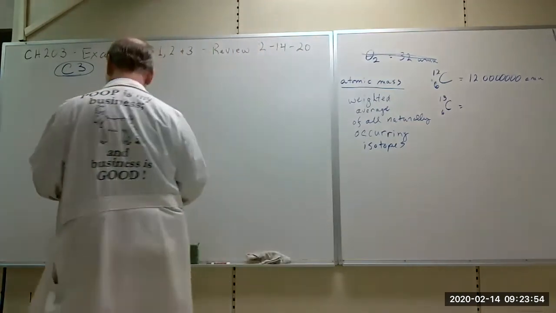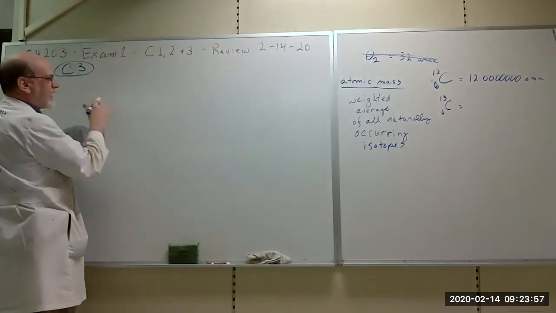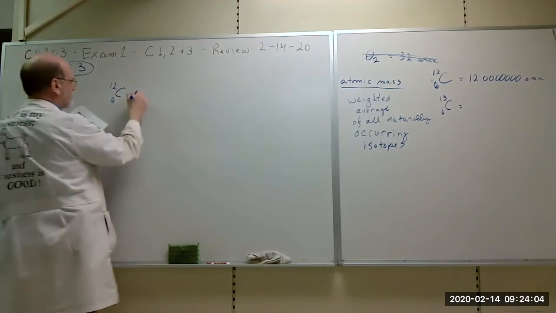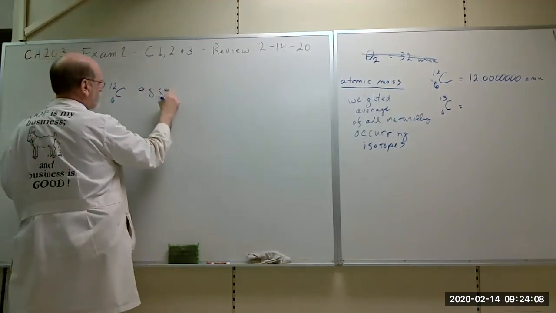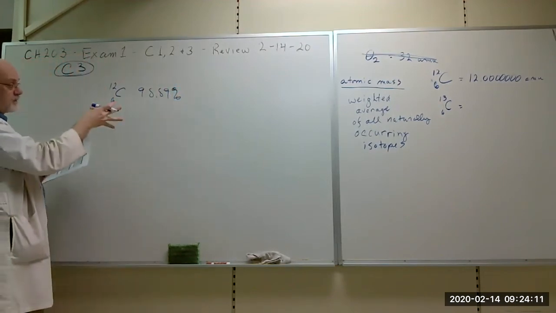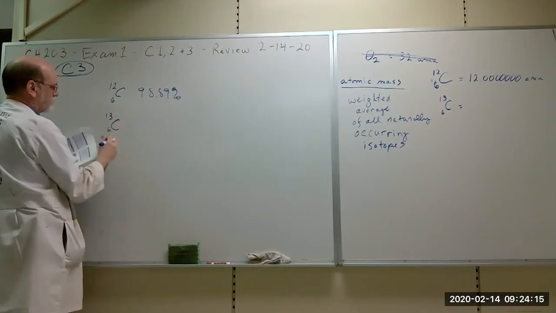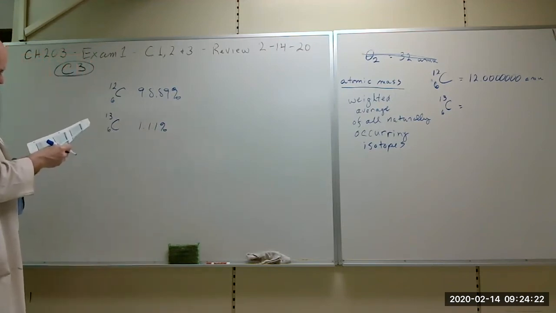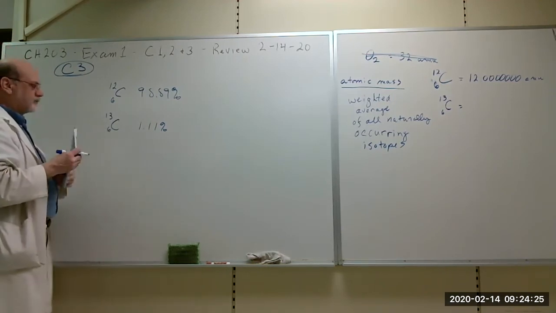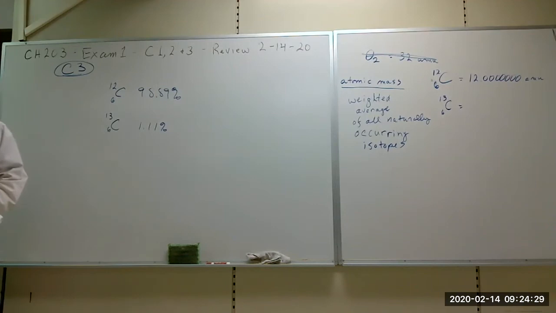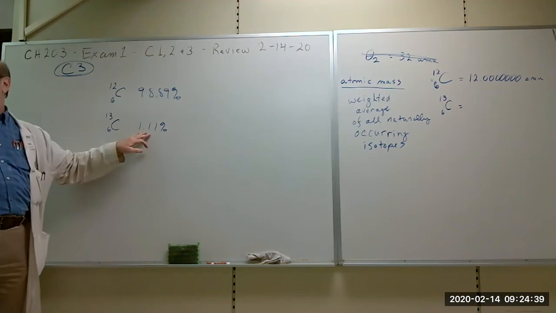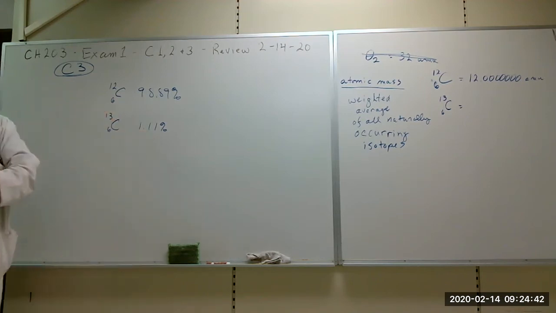Okay, so if we want the weighted average of the two most common isotopes of carbon, this one is 98.89% of abundance, and this one, which is also stable, is 1.11%, I believe. That's a lot smaller. But that's why, when you look on the periodic table, the value that's reported is 12.01 something. This one's a little bit heavier than that one, so it contributes a slight amount of mass to the average.